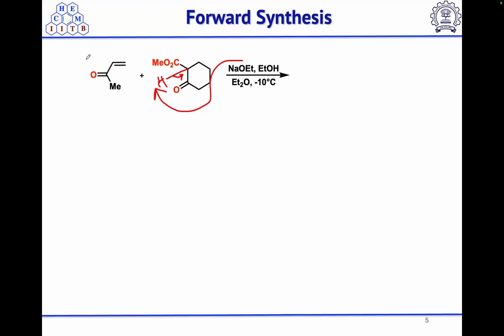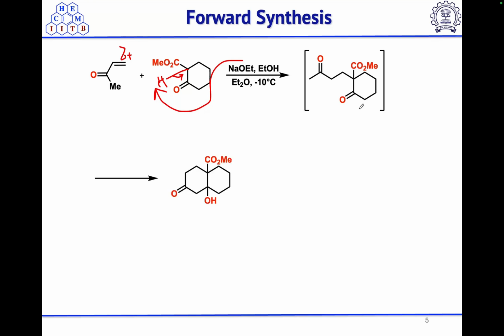This has the alpha beta unsaturation, so this is the more electrophilic site, delta positive. So this carbanion will attack the MVK in a 1,4 fashion, and you will get the corresponding Michael addition product, right? The next step: in the same reaction condition, in one pot, first Michael addition will happen, then the aldol reaction will also happen.